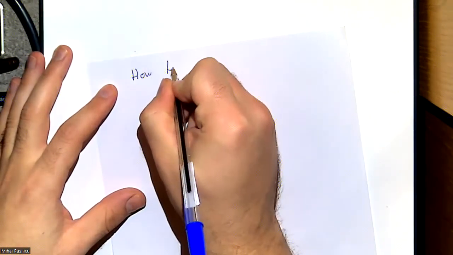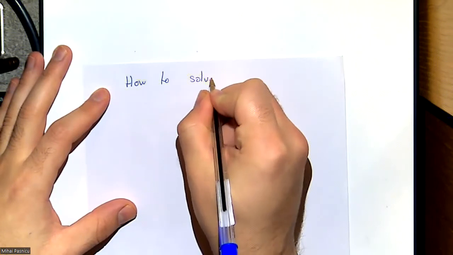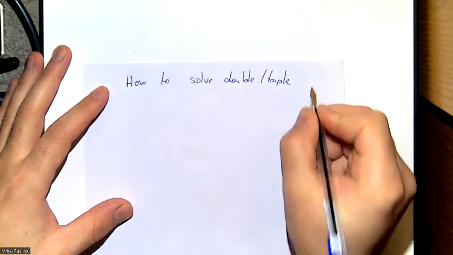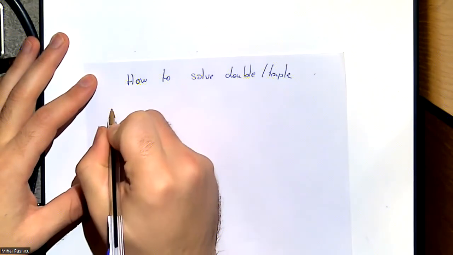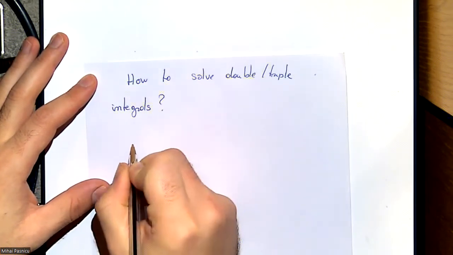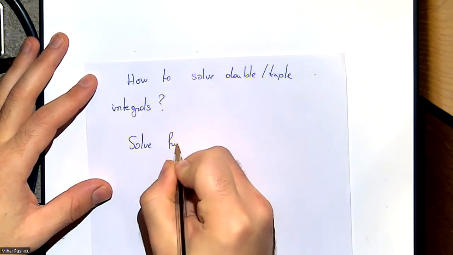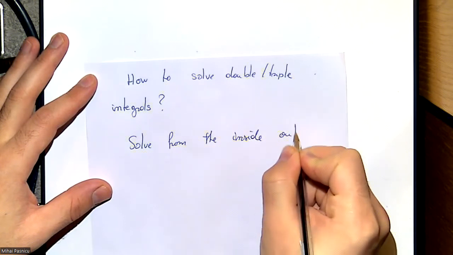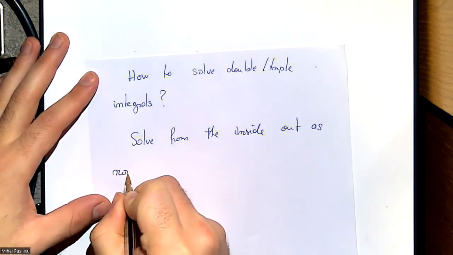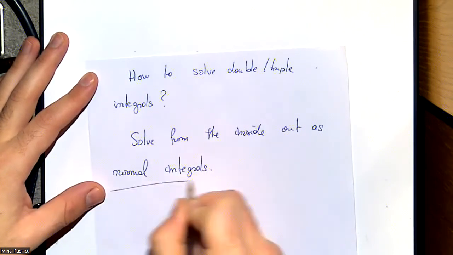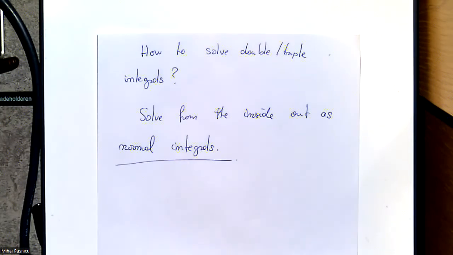So how to solve double, triple, whatever integrals. It can be whatever, I can give you n integrals. You solve from the inside out as normal integrals. Okay, this is the standard procedure. And as you can see, it's not really hard.